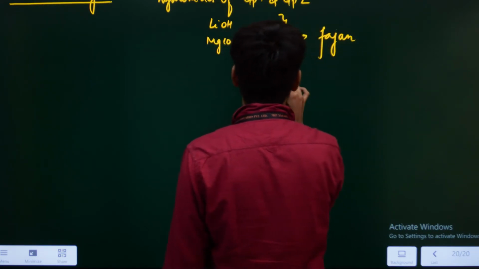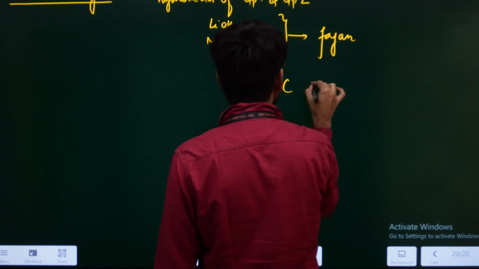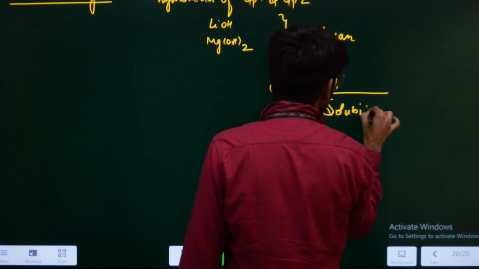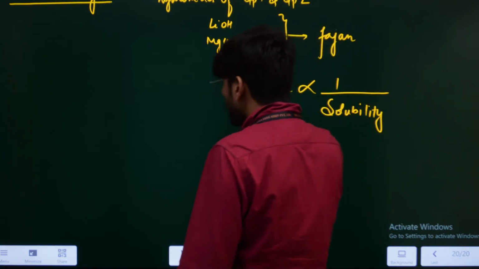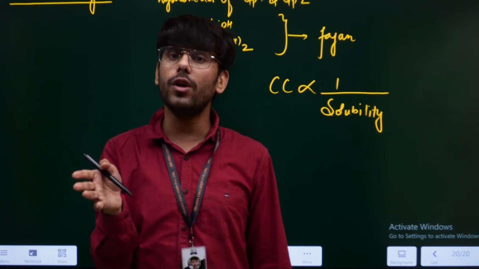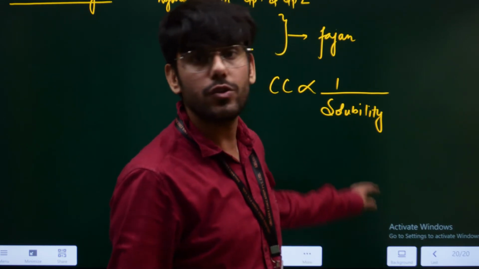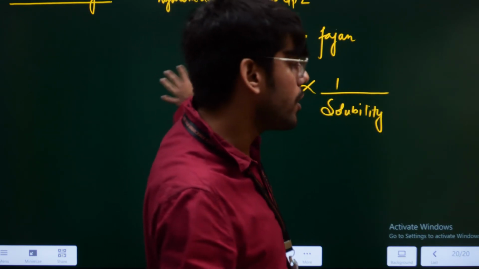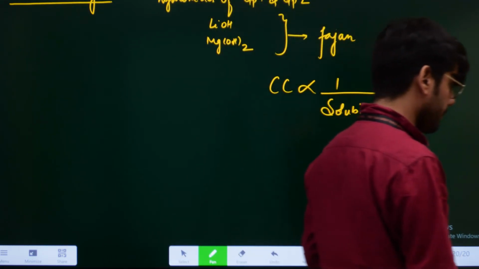It says that more covalent character means lower solubility, so covalent character is inversely proportional to solubility. When I use the word solubility, I am talking about solubility in a polar solvent. If it is in a non-polar solvent, just reverse the order, because like dissolves like. So ionic compounds are soluble in polar solvents. I hope this is clear.